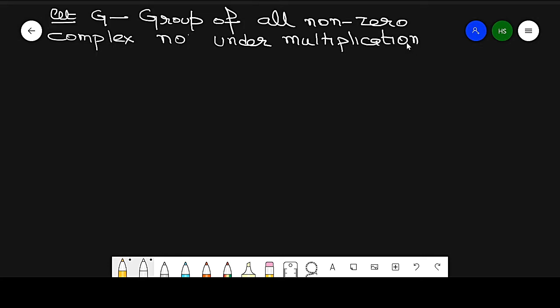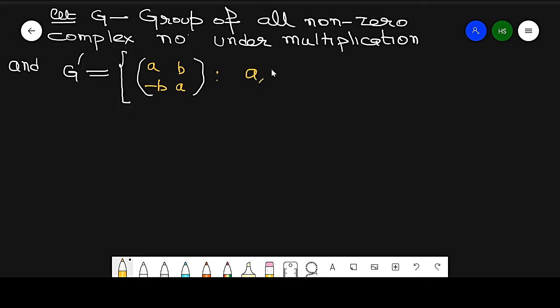So basically it is a 2 by 2 matrix. Let G be the group of all non-zero complex numbers under multiplication, and G' is a group of 2 by 2 matrices of the kind (A, B; -B, A), where not both A and B are 0, and A, B belong to the real numbers, right? So this is a group, right?